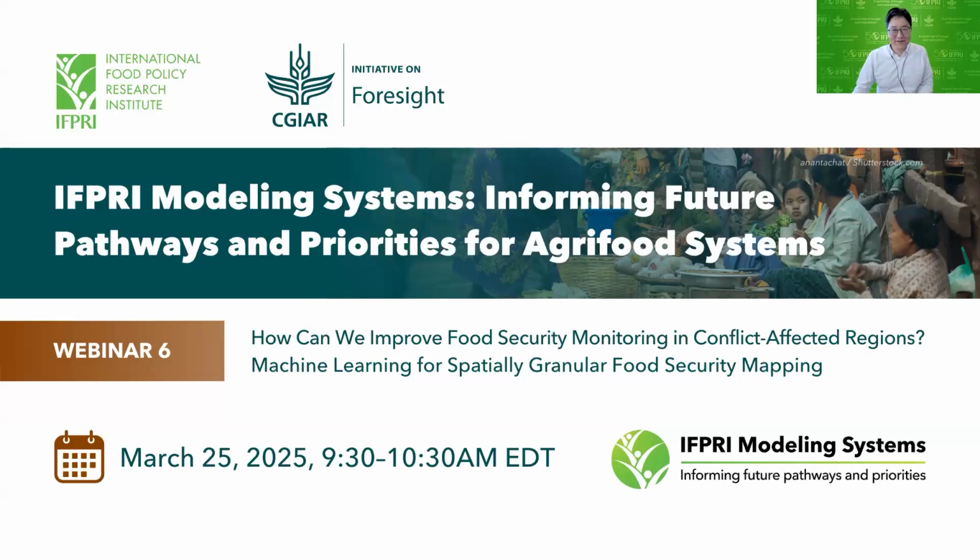My name is Jawoo, a Senior Research Fellow at IFPRI, and it's my great pleasure to welcome you to today's webinar. Today's topic is how can we improve food security monitoring in conflict-affected regions, machine learning for spatially granular food security mapping. This is the sixth event in the webinar series on IFPRI modeling systems, informing future pathways and priorities for agri-food systems. This series is intended to provide an overview of some of the tools we use to look at various aspects of the future of food systems.